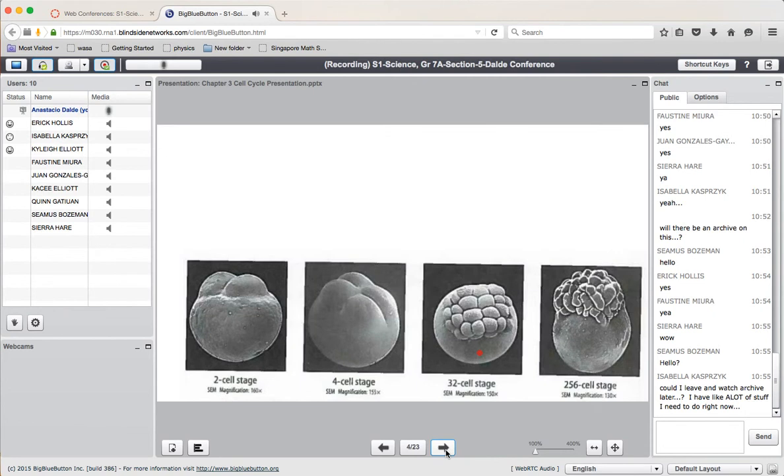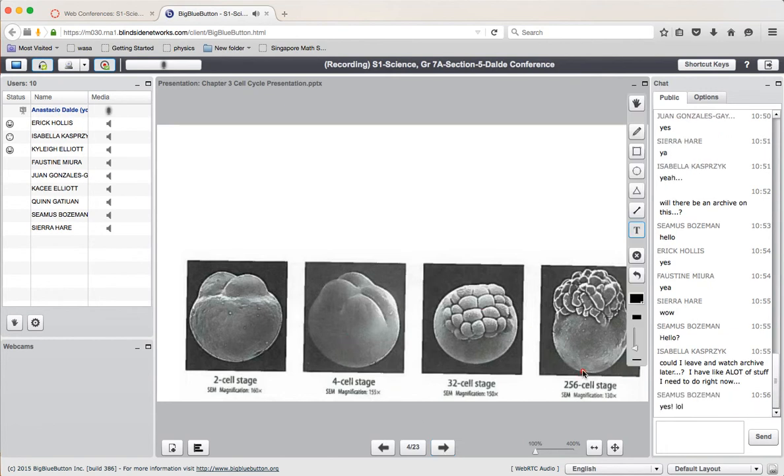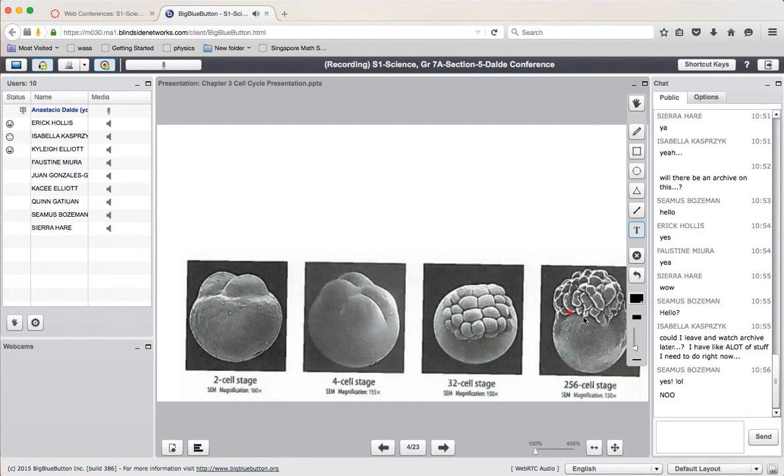All right, so some of these really divide quickly. Like, for example, this egg of a zebrafish, that would be this one right here, it divides up into 256 cells in 2.5 hours. Super quick.